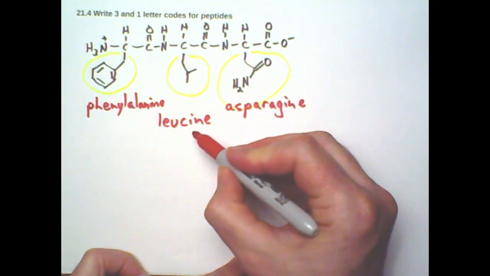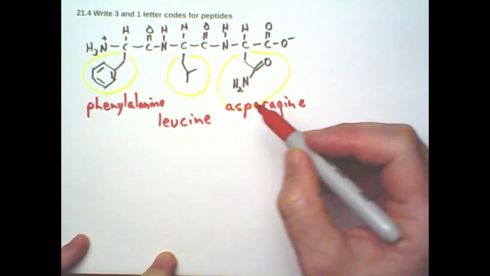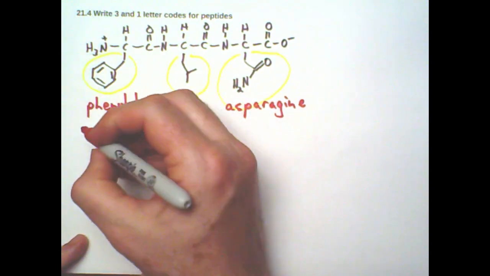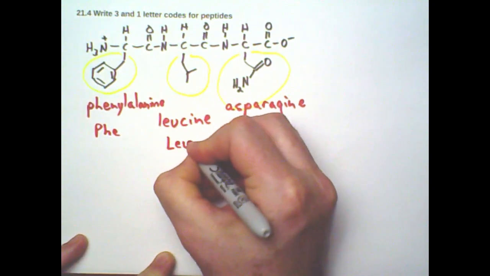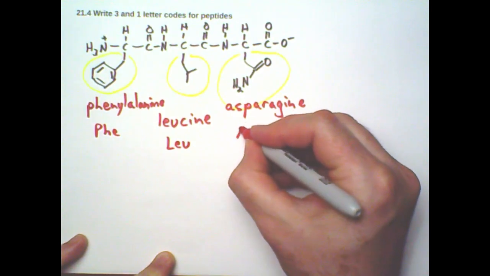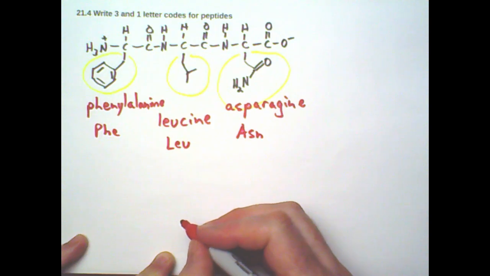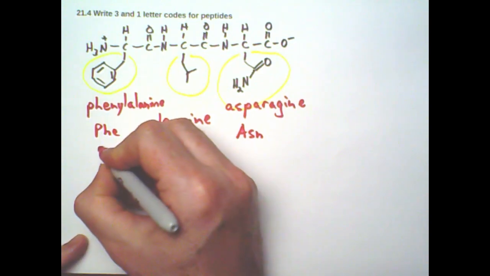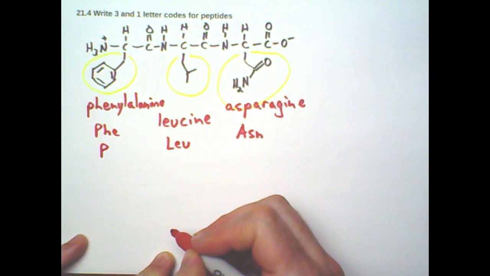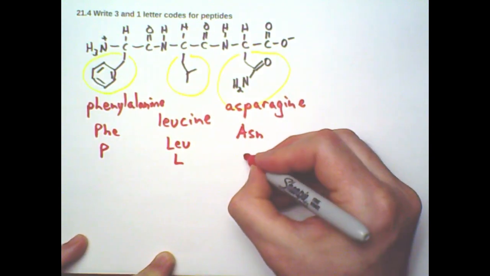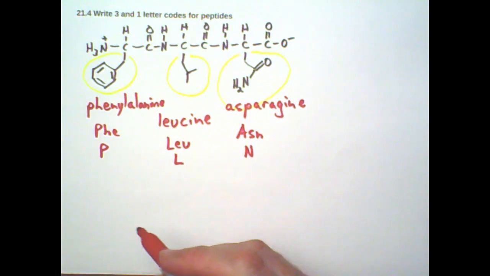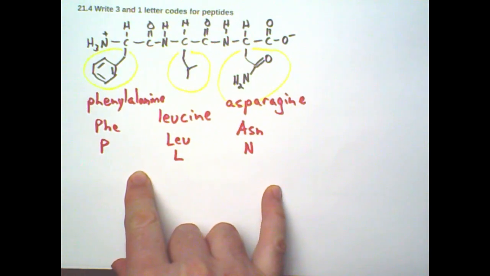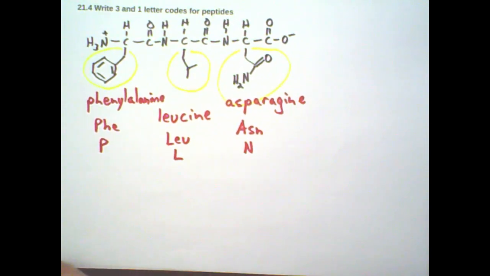So we've got phenylalanine, leucine, and asparagine, and then it's just trivial to look and see phenylalanine is PHE, leucine is LEU, asparagine is ASN. And the 1 letter codes may not be as intuitive for some of them, like asparagine is N and not A. But they're not hard. You just look them up. And it's that simple to read.